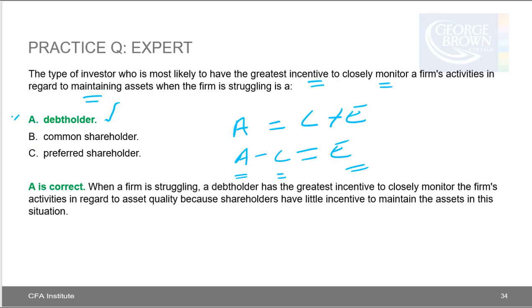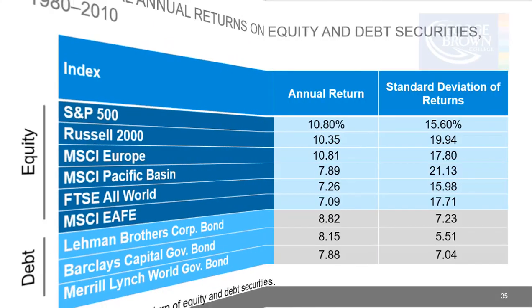Okay, so an expert question, but not too tough to understand the logic. Assets minus liabilities equals equity. Sell all the assets, pay all the debts. Debt holders are first in line. They've got the greatest incentive to monitor the firm's activities with regard to maintaining the assets.